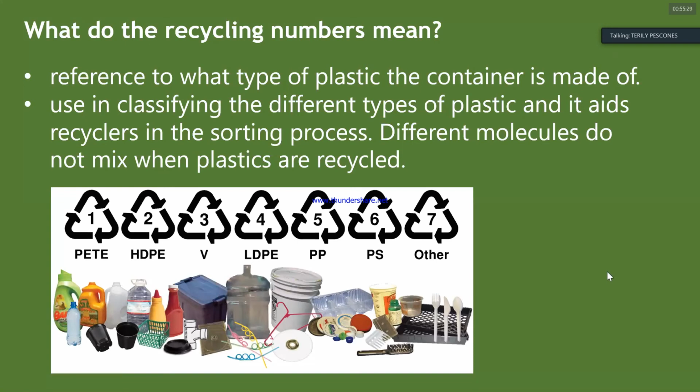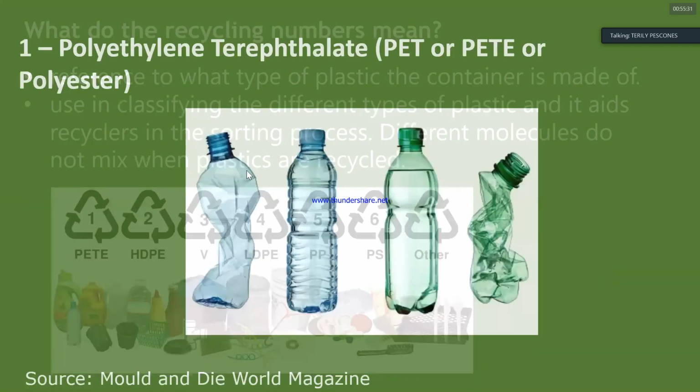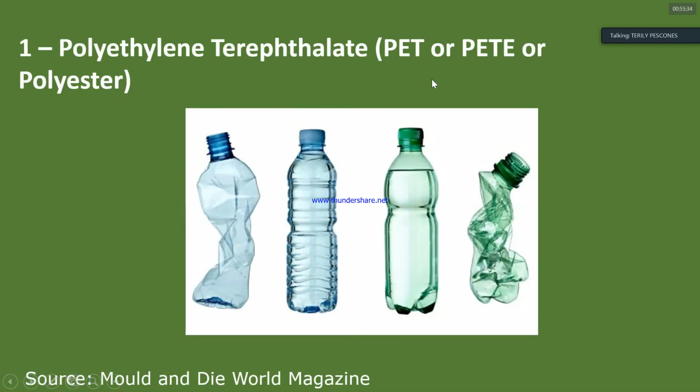Okay, so punta na tayo dun sa ano ba yung mga 1 at saka mga 2. So, PET or PETE, that stands for polyethylene terephthalate. Okay, polyethylene terephthalate or polyester. So, ito yung mga example ng PET. Ito yung mga mineral water natin, no? Okay, so it can be crumpled. Dito parang alam nyo na, doon pa lang sa itsura ng bote, alam nyo na kung ano nagiging property niya. So, these are labeled as 1.